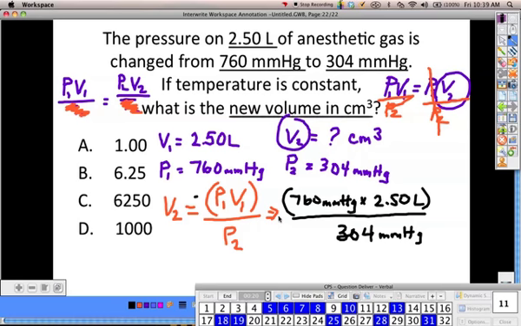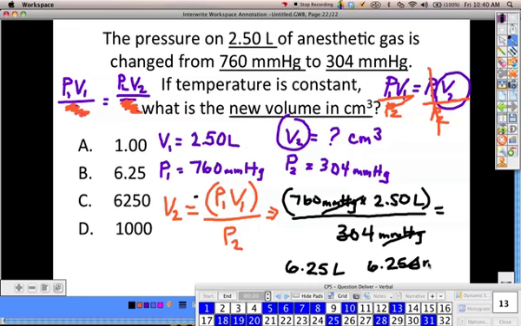What units cancel out? Millimeters of mercury, good. Which is good because I need something in volume, and liters almost gets me to the volume type that I want. Okay, this whole thing gets me 6.25 liters. Or I could say that that is 6.25 decimeters cubed.